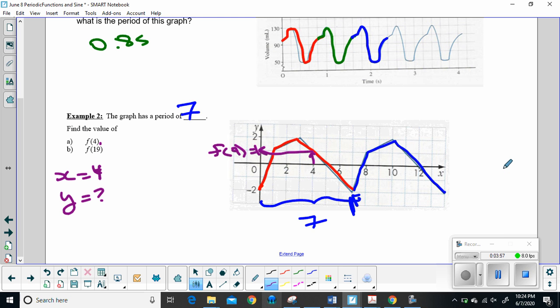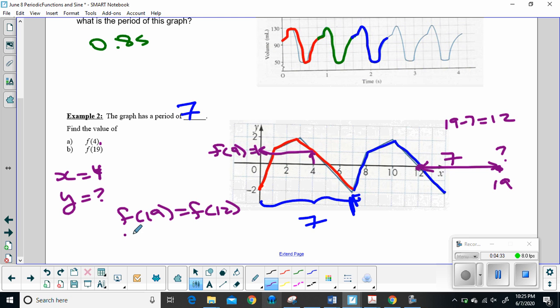Okay, well, that's fine. Well, I don't have a 19. Okay, well, you know what? Let's backtrack a little here. If I know the cycle is 7, let's back up from 19. So what's 19 minus 7? Well, that's 12. So backtrack to 12, and the value at 19 is going to be equal to the value at 12 because they are an equal distance apart compared to the period. So my f at 19 is the same value as f at 12, which is 0.